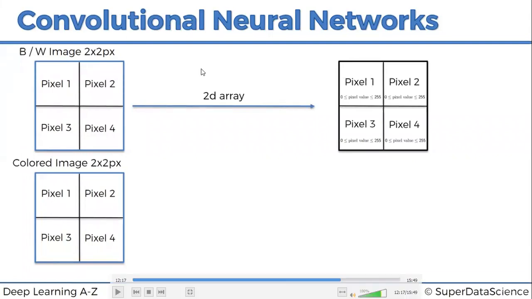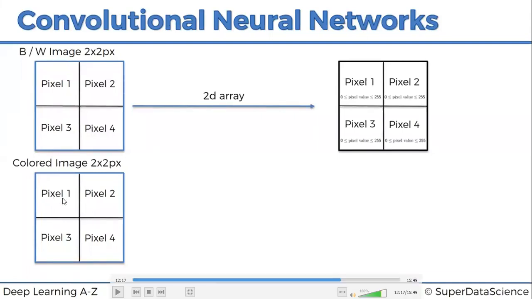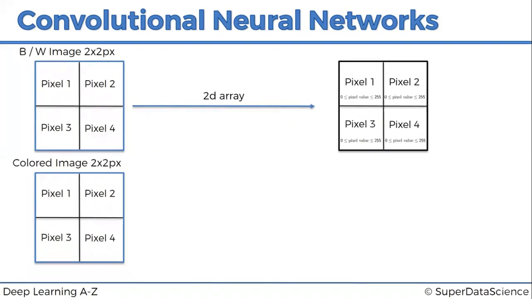Coming to any image, the machine will understand each and every image in the form of pixels only. In a black and white image, for each pixel we have only one value. Coming to a colored image of the same size, we have three channels, which means for each pixel we have three intensity values, one for each of the RGB colors.